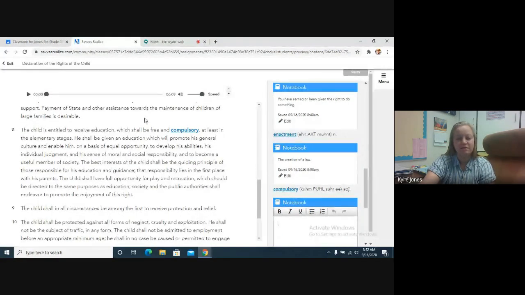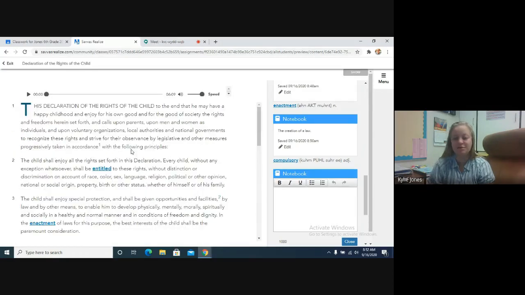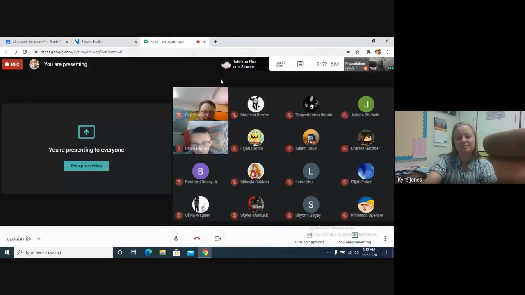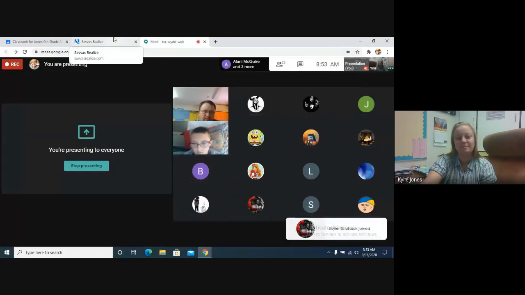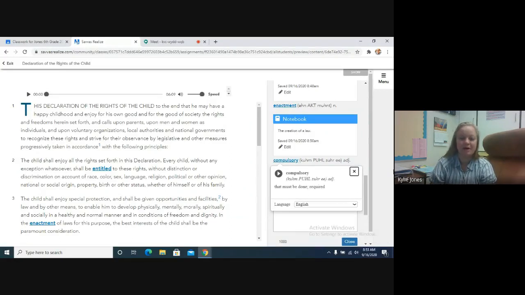Child is entitled to receive education which shall be free and compulsory, at least in the elementary stages. Compulsory. Any ideas about compulsory? Another big one. All right, let's click on it then and see. Compulsory means that it's required. It has to be done.